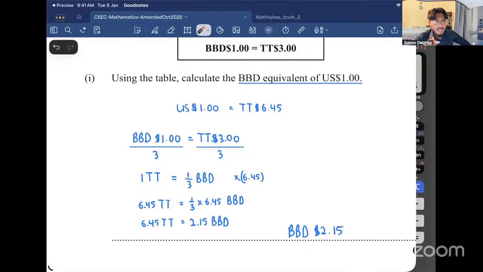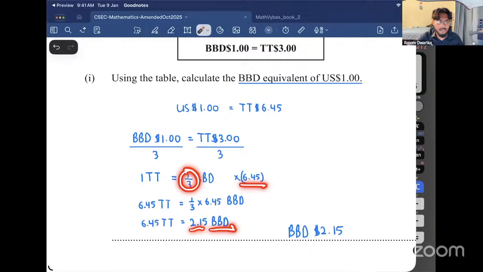$6.45. Exactly. So Carla, if we know what 1 TT dollar is, could we multiply that to find for $6.45? Yes, sir. If I multiply 1 by 6.45, what am I going to get? 6.45. Exactly, and anything you do on one side, you need to do on the other side. So you'll multiply a third by 6.45, and you'll get 2.15 BBD.